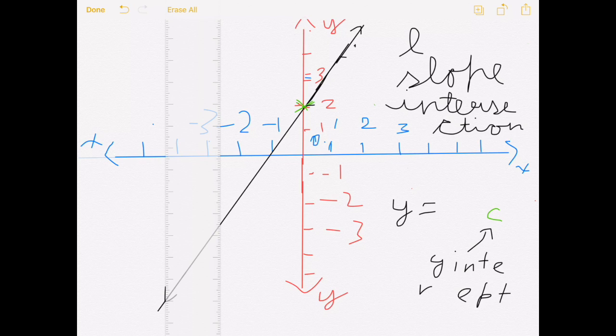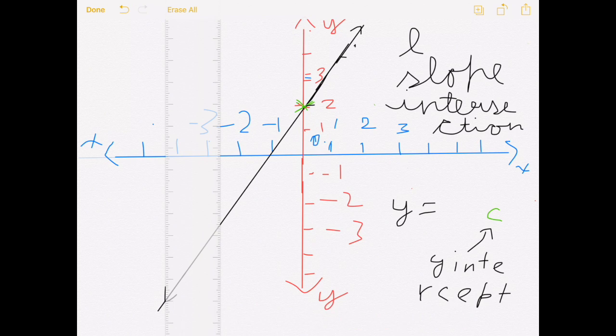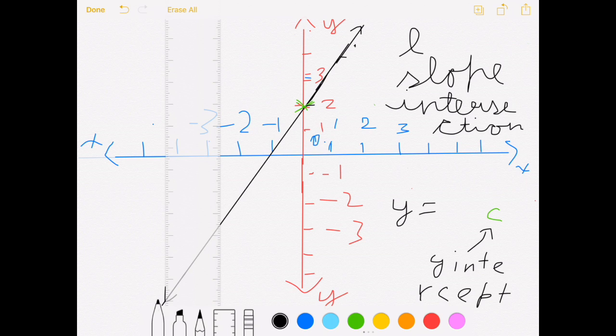So at the y-intercept, we have the point, which is shown in green, where the y has a certain value, and where the x has a value of 0. So where does the line cut the y-axis? Where does it intersect the y-axis? That's the y-intercept.